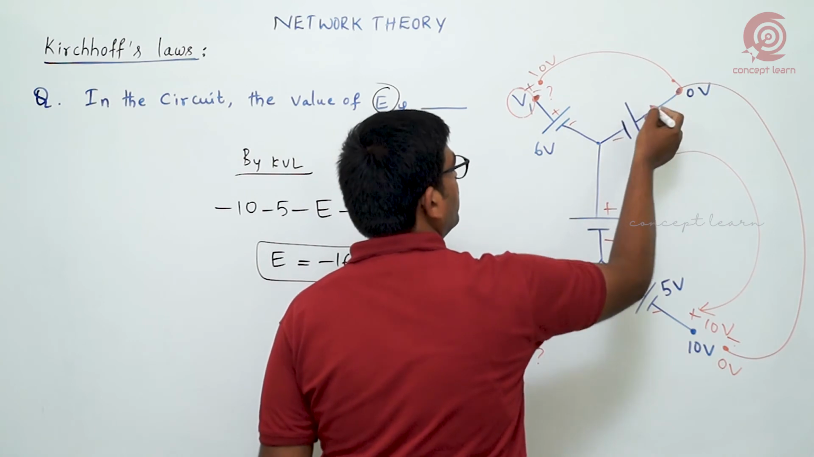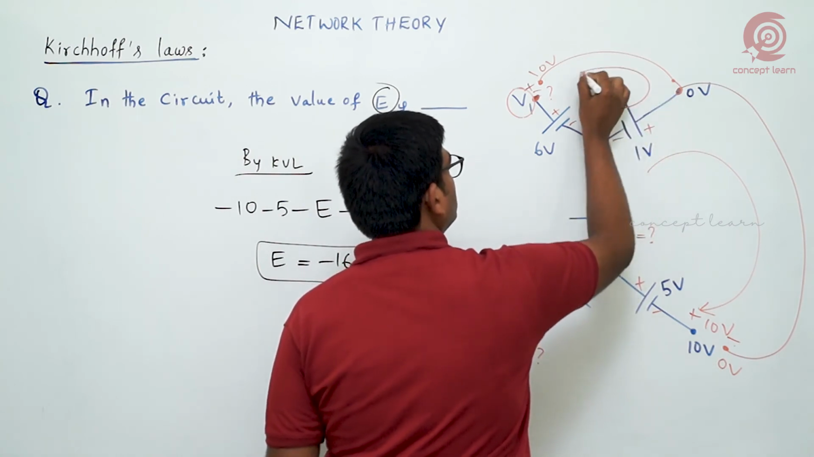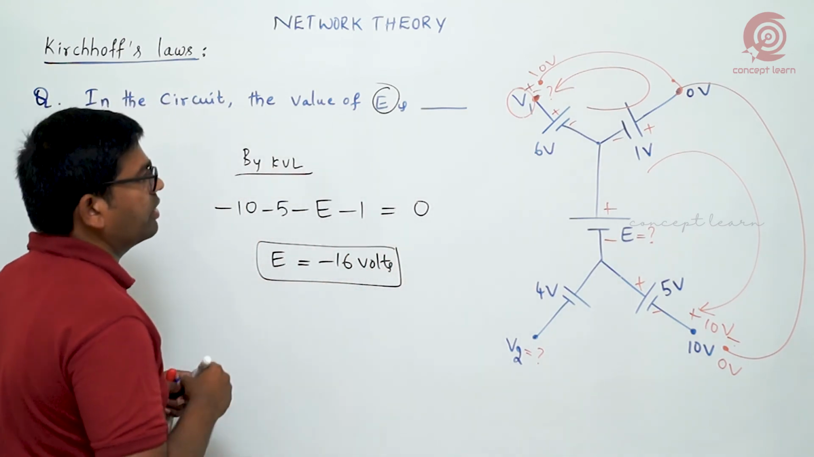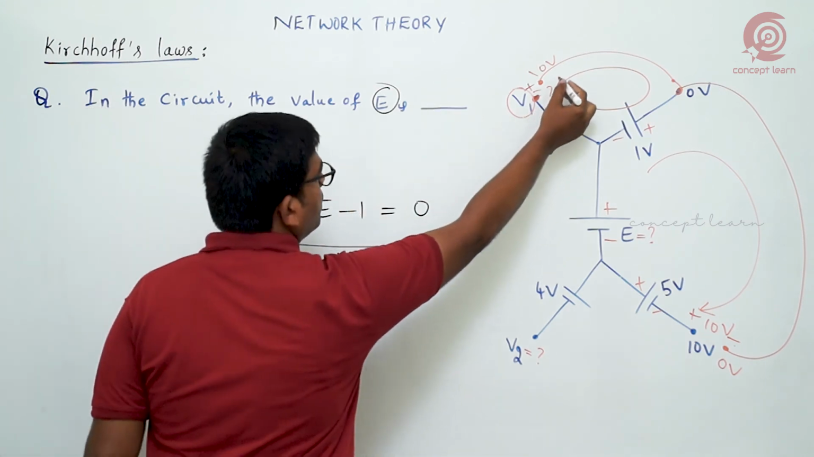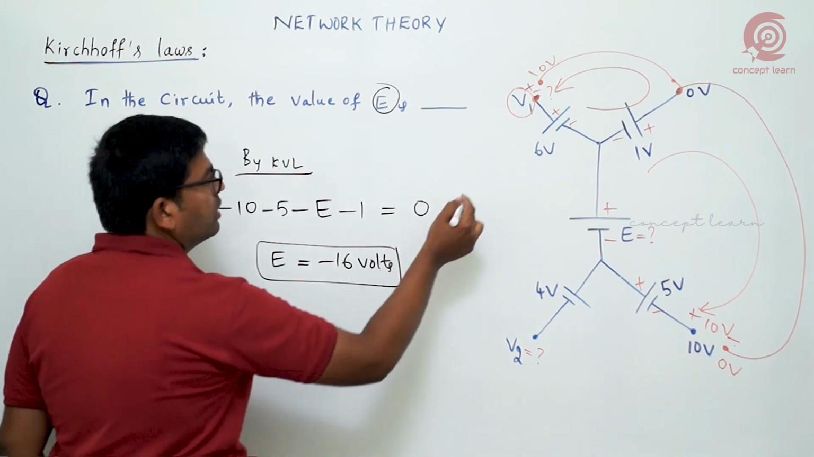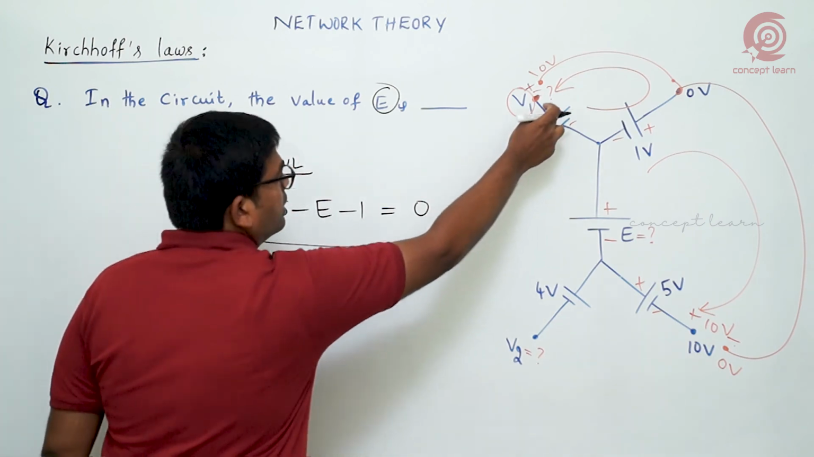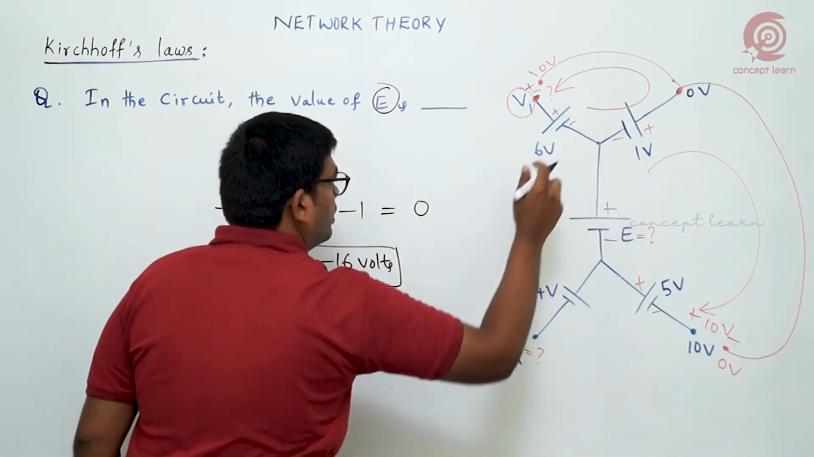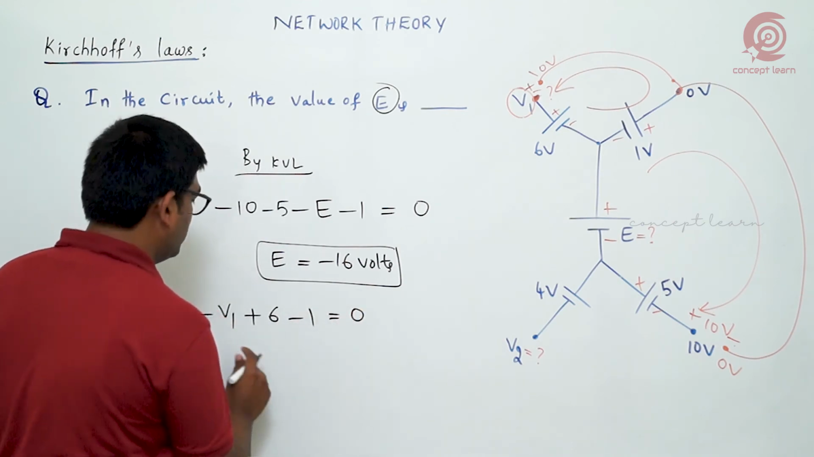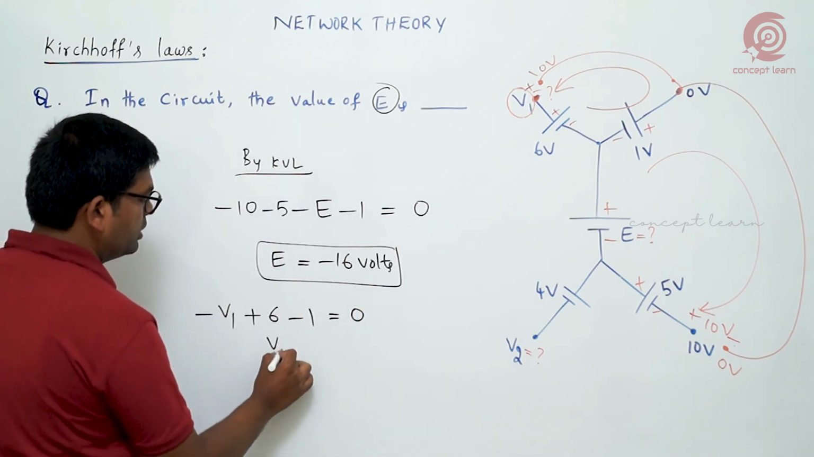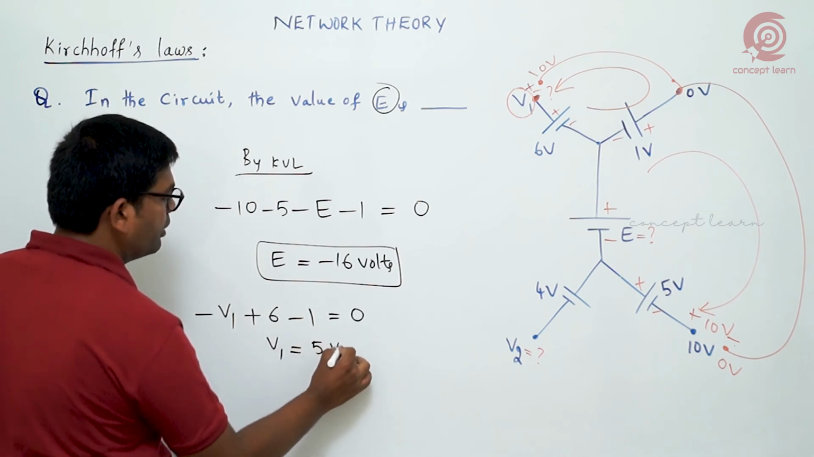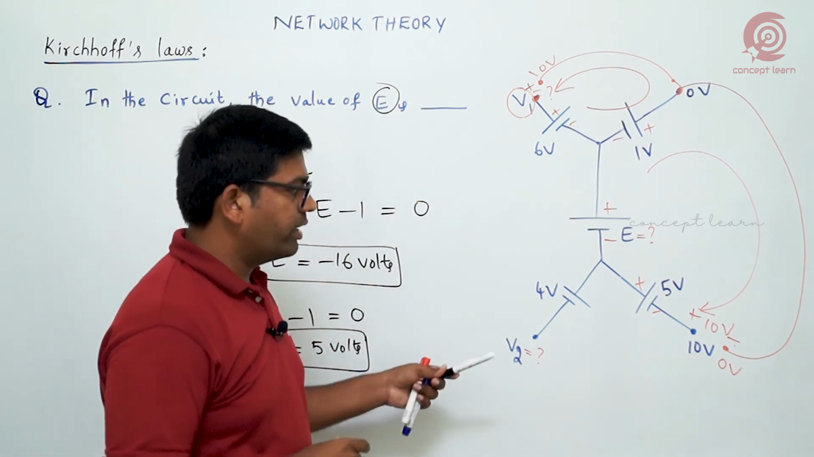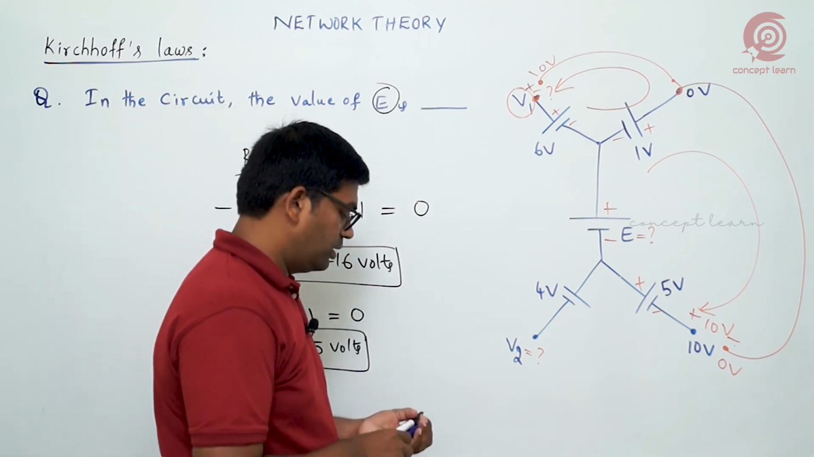Now how much do we get here? Positive, negative, negative, positive. Follow any direction here. Suppose I am following this direction. Now I am writing for that V1 portion, the same KVL. Current entering into what? Negative terminal, that is minus V1, right? Next plus 6, because current is entering into the positive terminal, plus 6 I am writing. Again current entering into the negative terminal, so minus 1, which is equal to 0. V1, if you take the other side, V1 is equal to 6 minus 1, how much do we get? 5 volts, right?